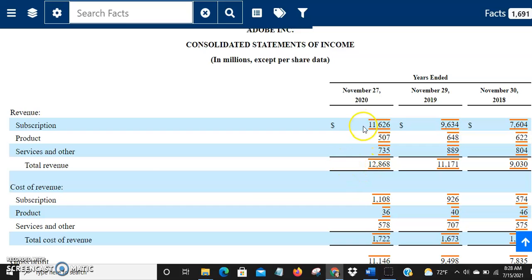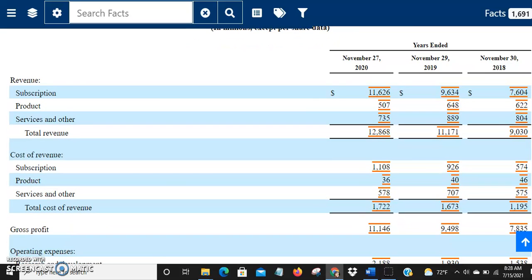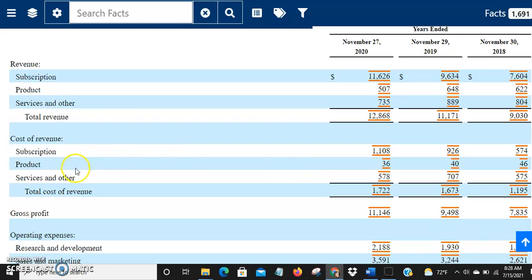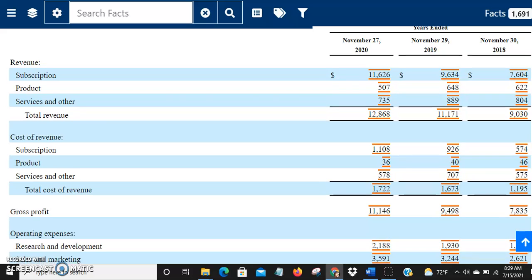Obviously the subscription business is its major business. It was $11.6 billion. Then the product and services and others were small, 507 million and 735 million respectively. Then what is the cost of revenue? How much was the cost of subscription, product, services, other? If you add, it's about $1.7 billion. So you subtract 1722 from 12868, you get 11146, that is $11,146,000,000.